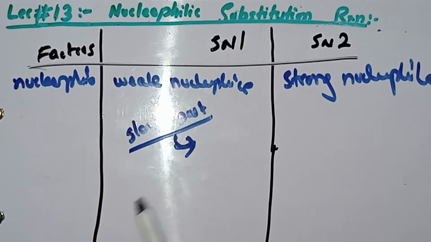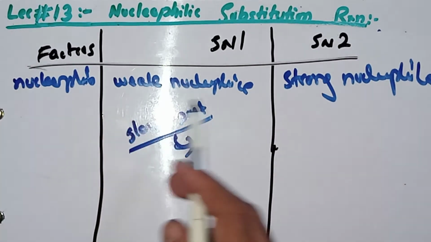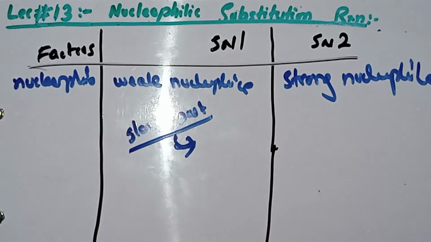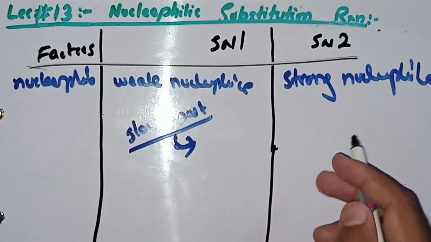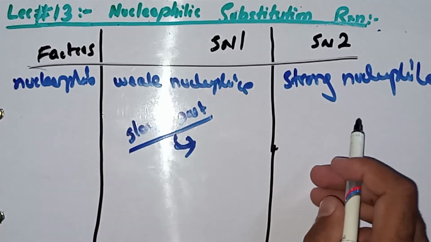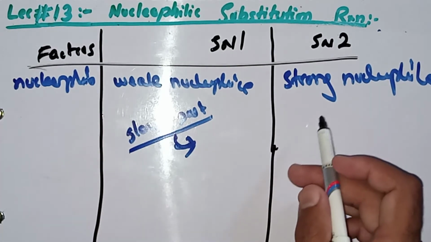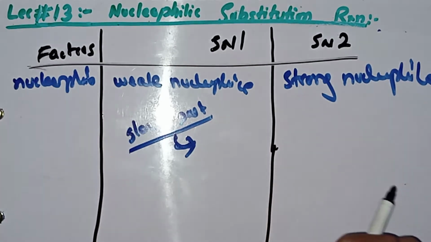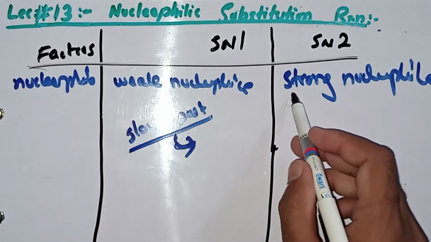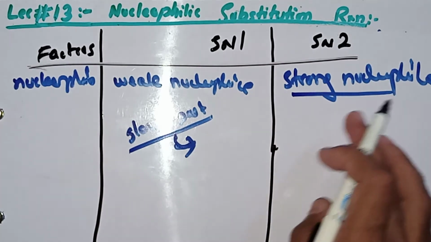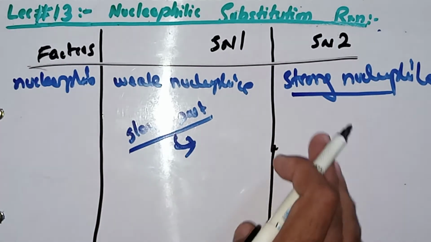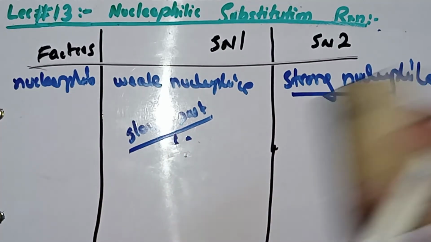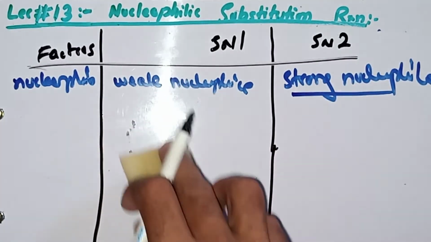Due to this weak nucleophile, Sn1 reaction is undergone best. While when we use a strong nucleophile in alkyl substitution reaction, it will undergo Sn2 reaction, because the strong nucleophile directly attacks the substrate and then replaces the leaving group. So that's why the strong nucleophile undergoes substitution reaction on the Sn2 pathway. I hope this point is clear.